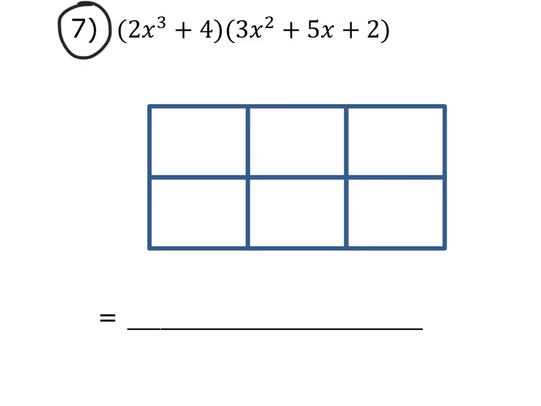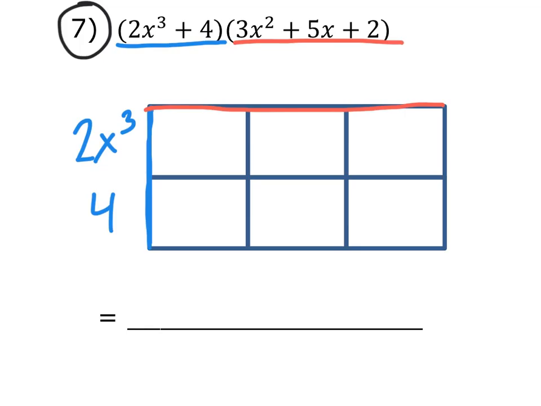As you can see, on this side of our area model, there's only 2 boxes, so we need to put the binomial here. The binomial is this one, the one with 2 terms, 2x to the third and 4. And then on the top, you've got 3 boxes, so one for each of the terms in the trinomial, 3x squared, 5x, and 2. So, like we talked about yesterday, each box comes from multiplying the 2 terms on its border.